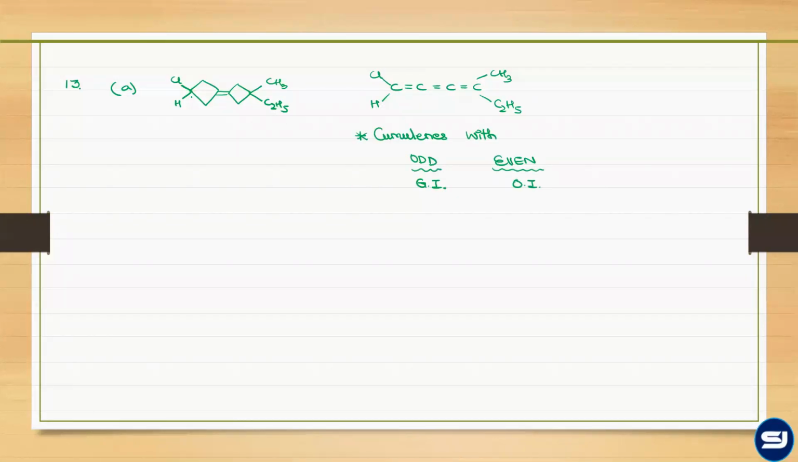So now this is similar to a cumulene with 3, meaning odd number of double bonds, meaning it will show GI. Correct? And one more condition was that substituents on the terminal carbon atom have to be different. If in this cumulene there was chloro or 2 methyl, then the GI would not have become possible. A will show GI, and you have been asked which will not show GI.